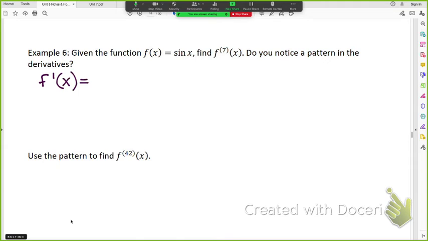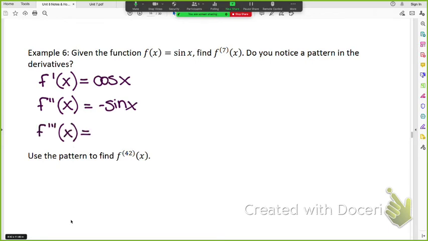First derivative. What's the derivative of sine? Cosine. Second derivative. Negative sine. Third derivative is going to be cosine is the derivative of sine, but it's a negative sign, so what is it? Negative cosine. And then it goes back to positive sine on the 4th. And then, obviously, we're back to the original. So we're at 4, then it just repeats. Negative cosine x at 7.